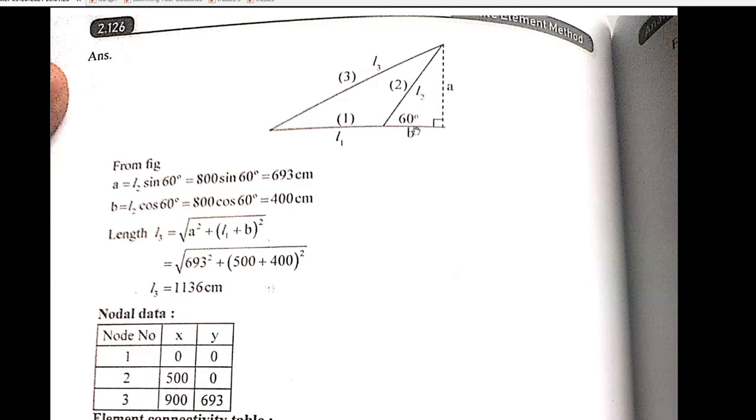Similarly, for the B value, I know L2 which is the hypotenuse, and I know theta. I need to find the adjacent. Which trigonometric rule relates adjacent and hypotenuse? Cos. Cos is adjacent by hypotenuse. So adjacent becomes L2 into cos theta. Therefore, you will get the B value. We got the A value. Correct now?